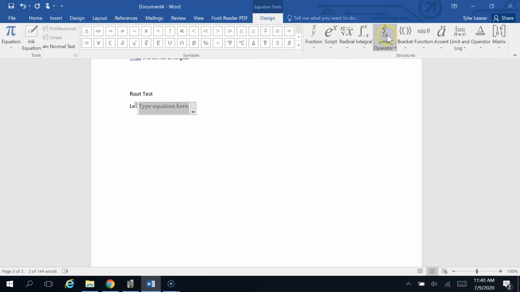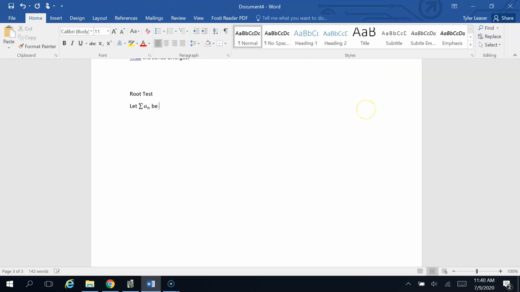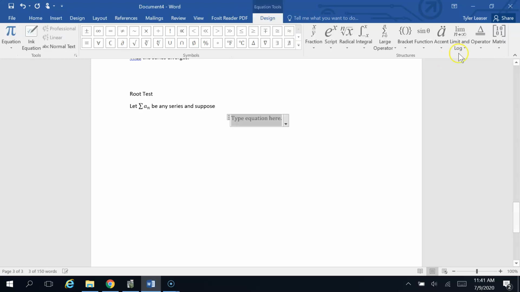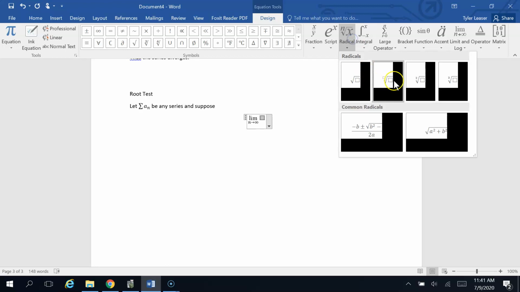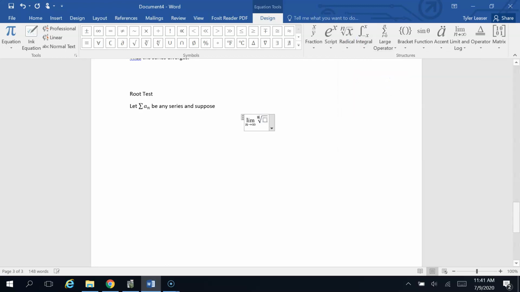So let there be some series a sub n, be any series, and suppose that the limit as n goes to infinity of the nth root of the absolute value of the nth term goes to some number, which again we're going to call rho.